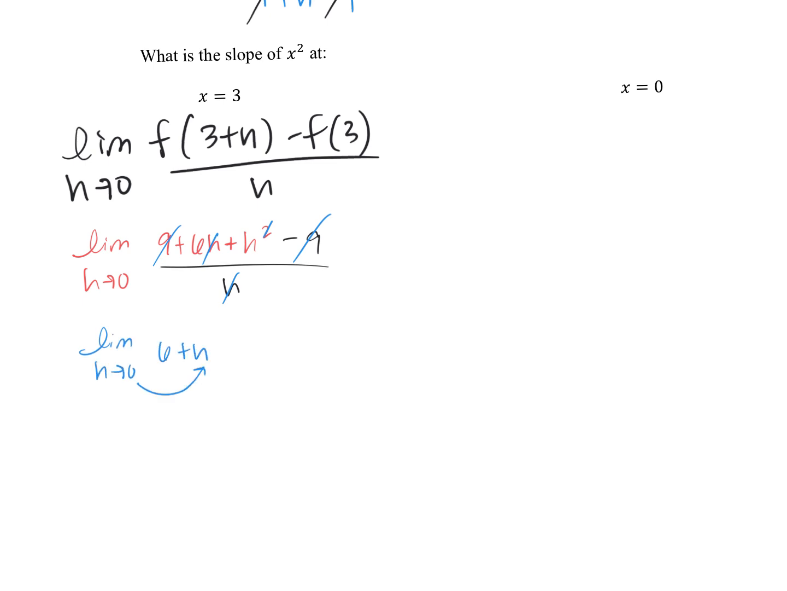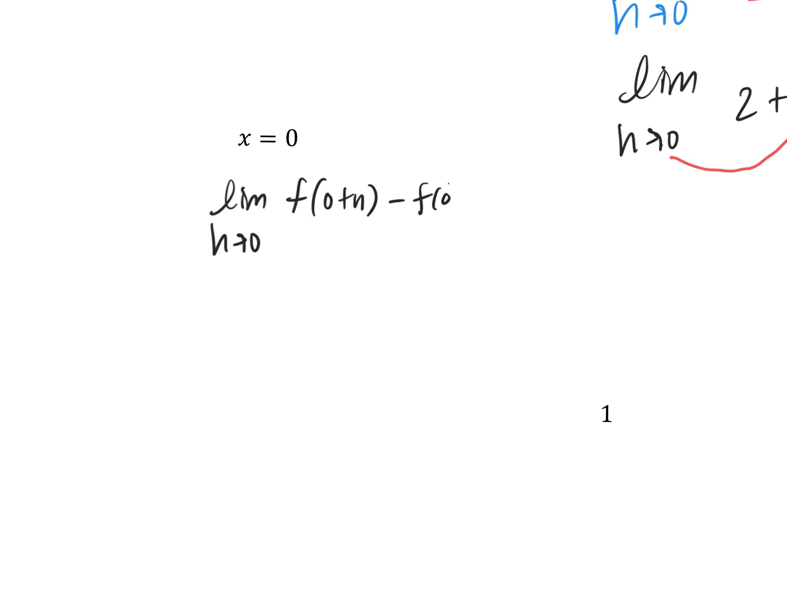And Beck, what happens if h approaches 0? What's my slope going to be? You got it, bud. Minus f of 0 all over h.